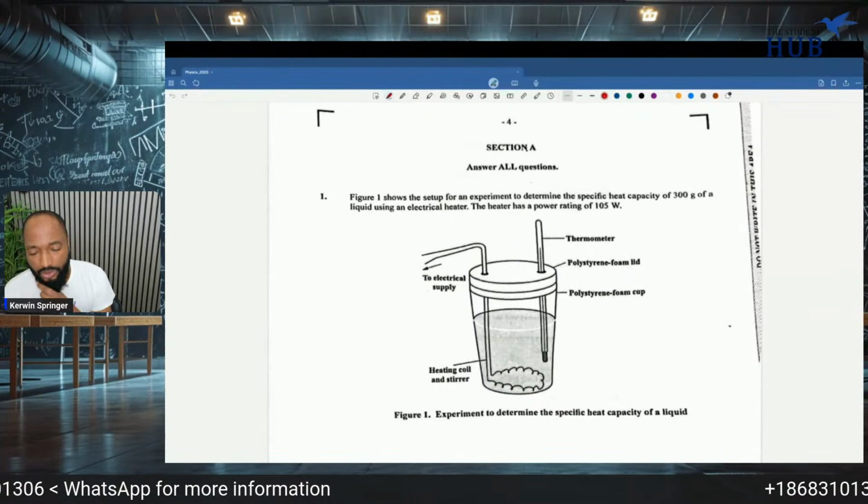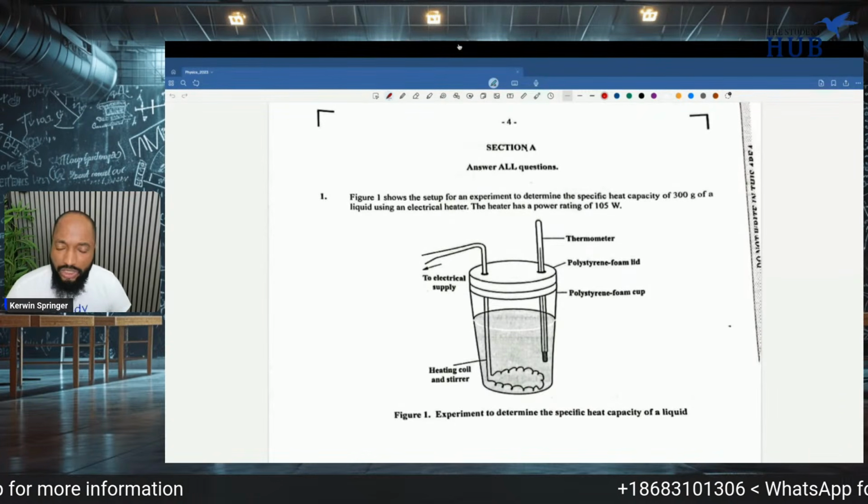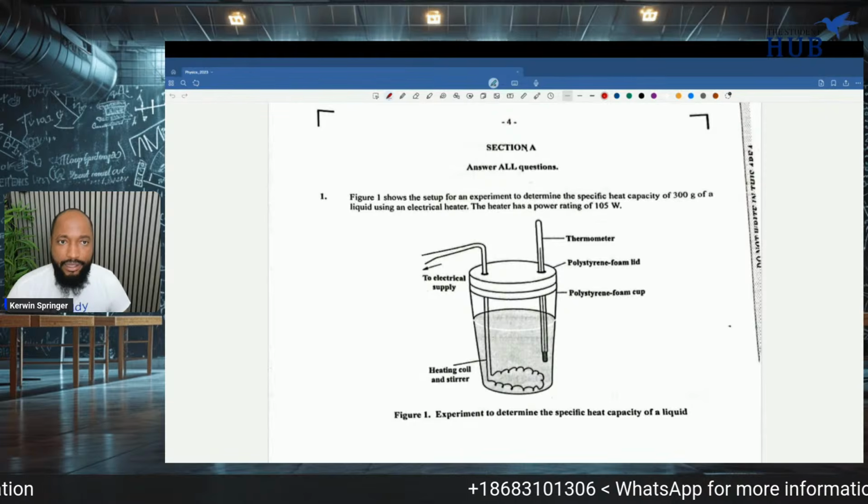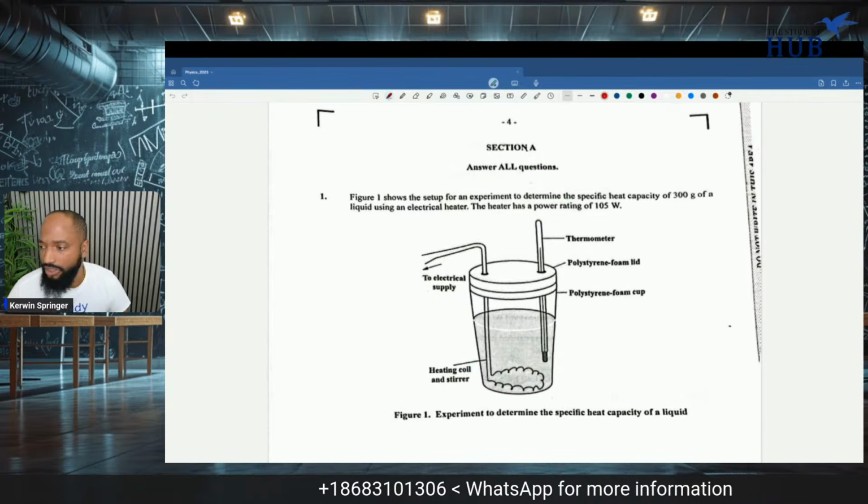All right, people. So we're gonna do May 2023. So let's just jump right into it. Actually, wait. Let's not just jump right into it.